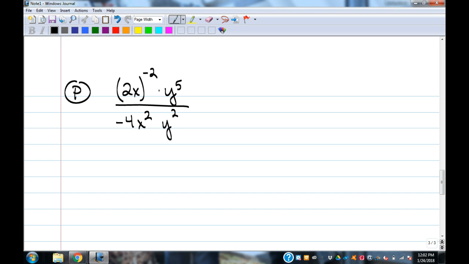What happens first? Yeah, distribute that -2 exponent. That looks like a good idea. 2 to the -2, x to the -2. Still got the y to the 5th. -4 x squared y squared.